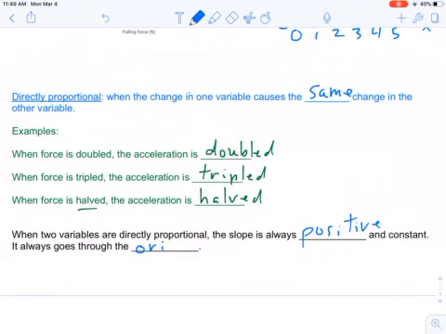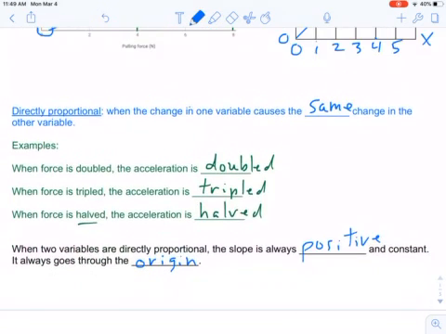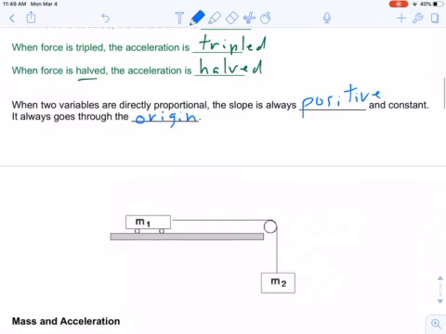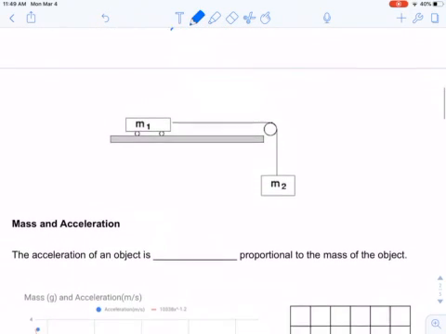In our case, we saw that it didn't quite go through the origin. We had a little bit of pulling force that was required to overcome the friction that was keeping the cart from initially moving. But without any resistance, if there was no friction, it would have begun to accelerate with any applied force. It would have gone through the origin.